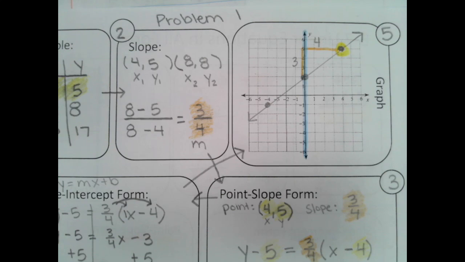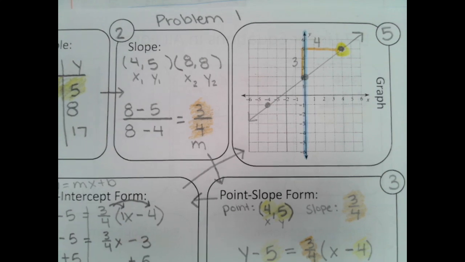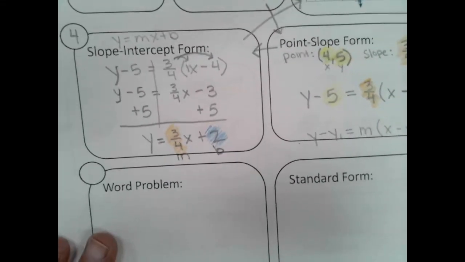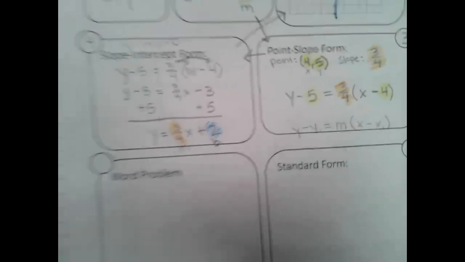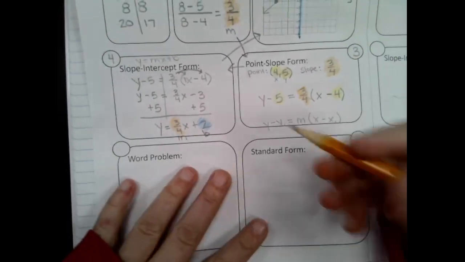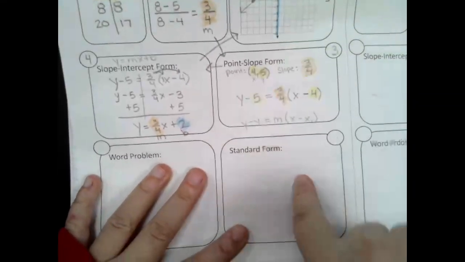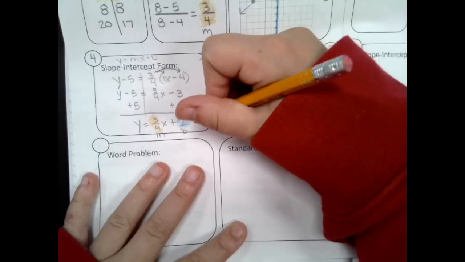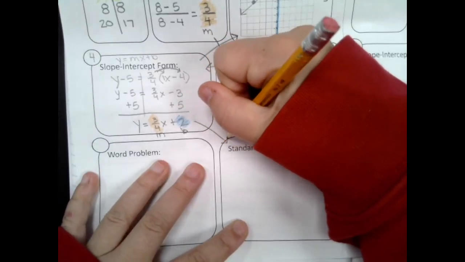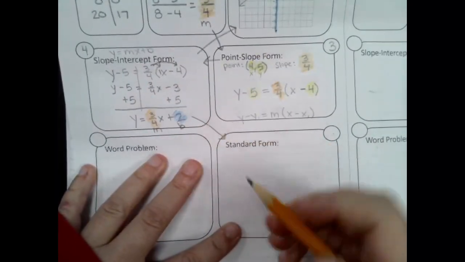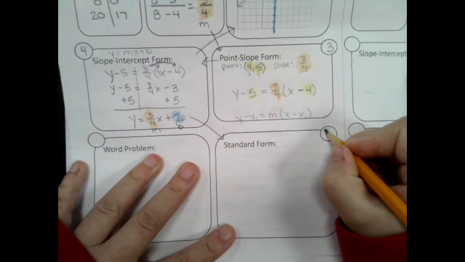All right, next up we have our word problem and standard form. Which one do you guys want to do next? Standard form? Okay. Standard form, we're not going to go from our graph. We're actually going to grab our slope-intercept form and go to standard form. So we're going to pop over there. And this will be number 6. That was a weird looking 6.